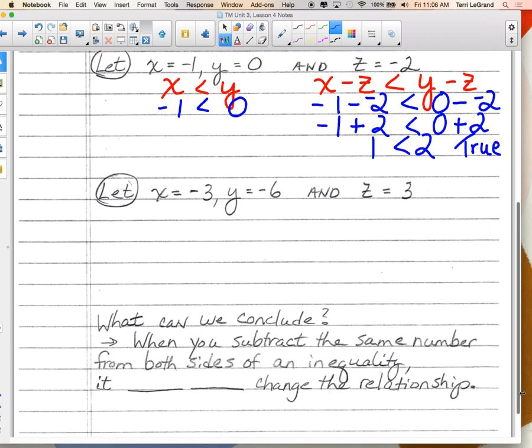Okay, I want you to try this last one totally on your own. I'll work it up here. If you get stuck, you can look up, but I want you trying to do it on your own.